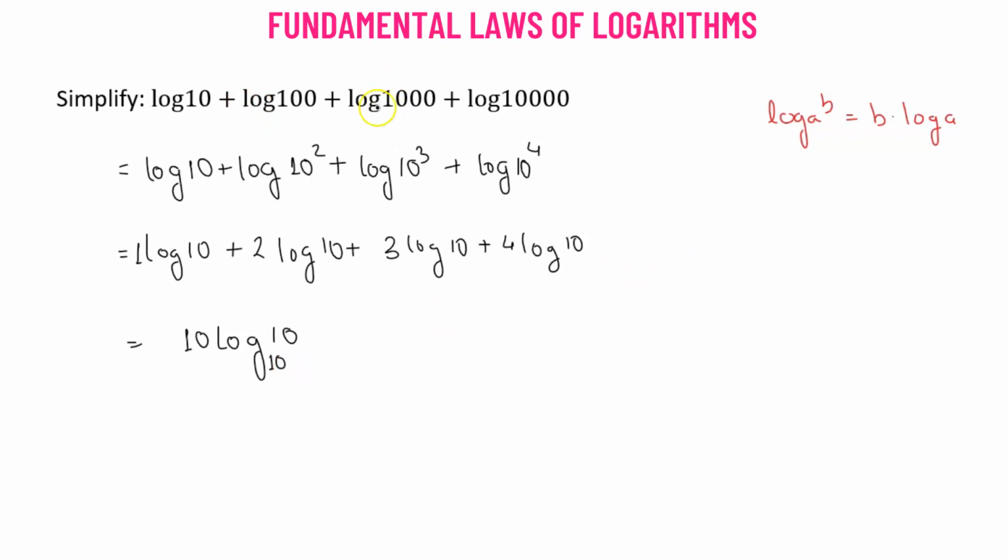And we know the property that log of a to the base of a is also equal to 1. And in our case, our a value is 10, so log of 10 to the base of 10 is going to be equal to 1. So that means the value of log 10 plus log 100 plus log 1000 plus log 10,000 simplifies to give us simply 10.